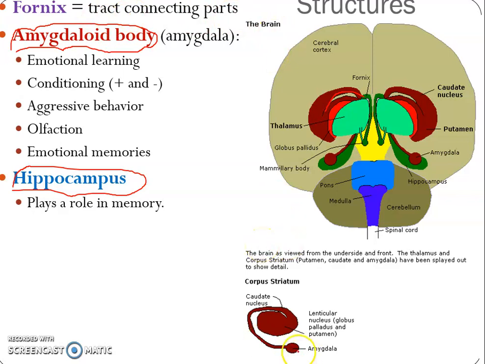So again, we have the amygdala that deals with emotional memories. We have the mammillary body, which connects to the limbic system. We have the fornix, which is a white matter tract that connects part of it. And the hippocampus plays a role in memory. So I'm going to ask you what these parts do. In lab, we're not going to worry. We're only going to worry about the fornix and the mammillary body.